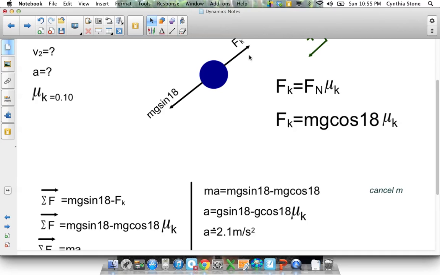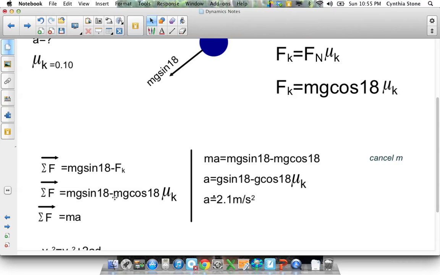I can't say these two are equal to each other. There's got to be an acceleration. So then I have to substitute all this stuff in. Mg sine 18 minus mg cos 18 uk. And at this point, if this was a test, you'd be very concerned about the lack of an m, but it's going to cancel. And please keep that in mind. These things cancel because besides equaling all this, net force is also ma.